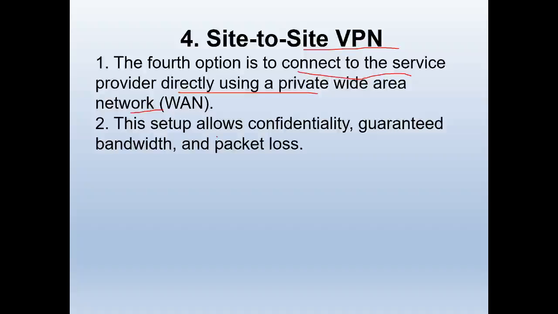So this setup allows confidentiality, guaranteed bandwidth and less packet loss. Because of this, your data will be confidential. No data leakage can happen because it is your private WAN. And guaranteed bandwidth. Bandwidth is nothing but the network speed: how much network speed and how much data will be transferred per second. This all will be measured. That is bandwidth. And less packet loss.